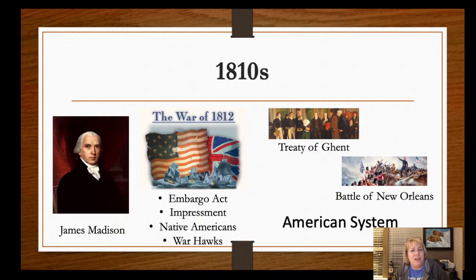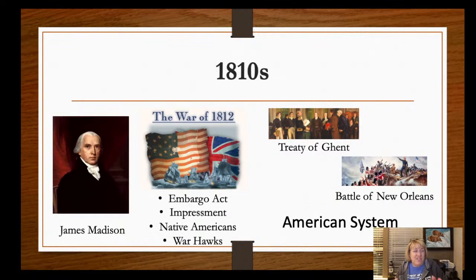The Chesapeake Leopard Affair was an exchange between the USS Chesapeake and the HMS Leopard. HMS, His Majesty's Service, that is the English ship. They're going to come together, and the Chesapeake is going to refuse to be boarded, and they're going to fire shots at one another. And I think it was something like 36 casualties or something like that on the Chesapeake.